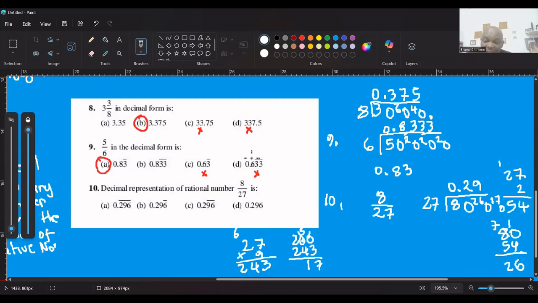We should do that. So how do we do that? We add 27, 27, 27 until we get to 170. But for now, you can see that the answer that we're looking for should be 0.29 something. Let's come back here to our options. So here in our options, we have 0.29, 0.29, 0.296.